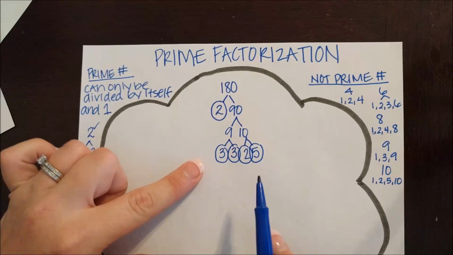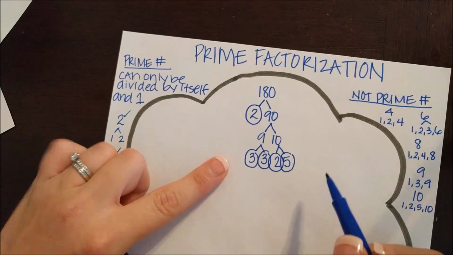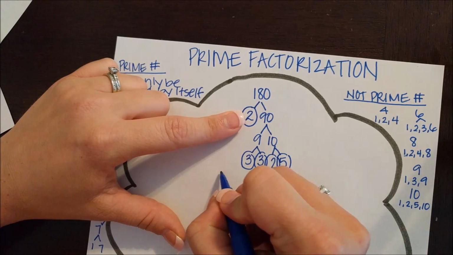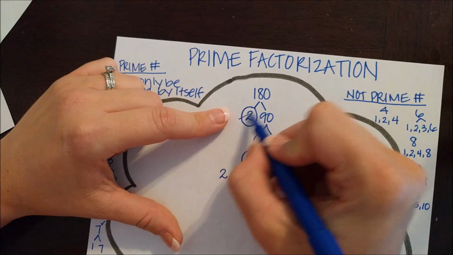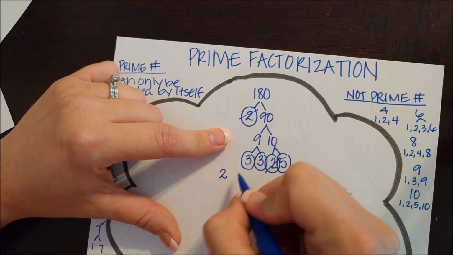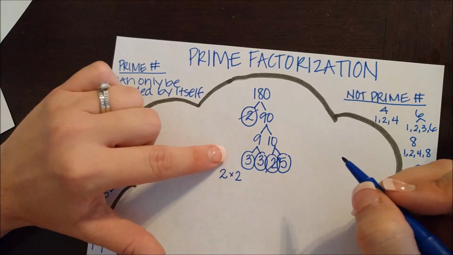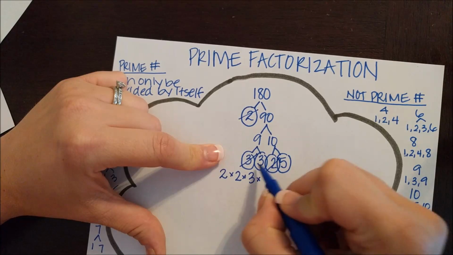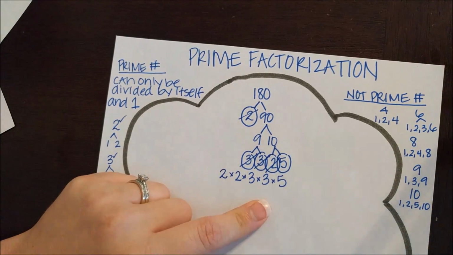Okay? Now I'm going to write this out in standard notation, written all the way out. So we're going to start with our smallest prime number we have circled, that's 2. So I've got 2. And I'm going to cross these off after I use each one. Times 2. I've used all my 2s, so now let's do our 3s. Times 3, times 3, times 5.